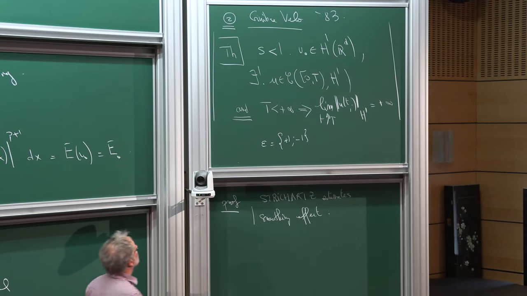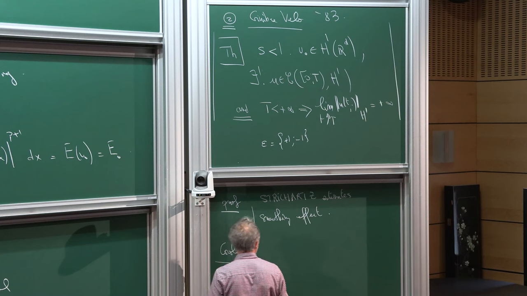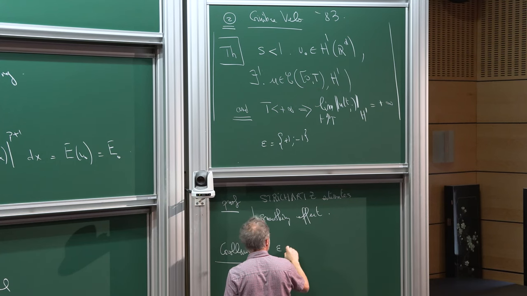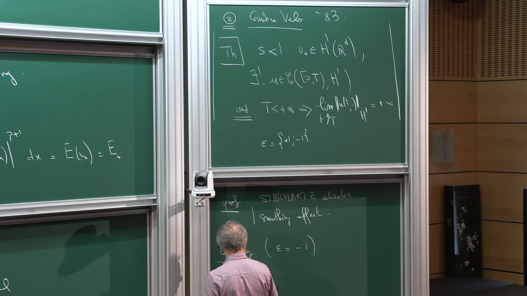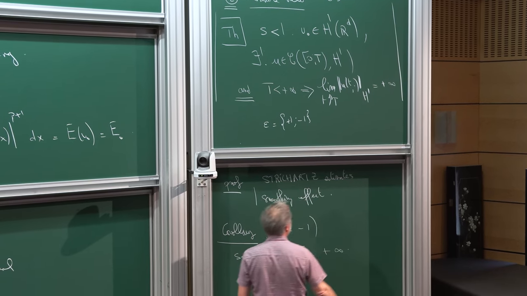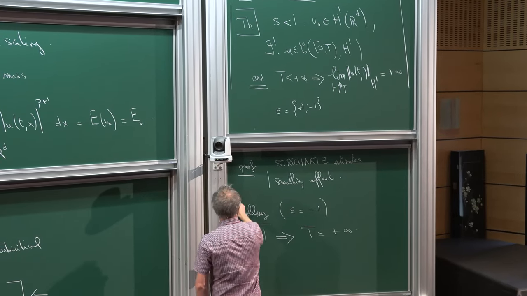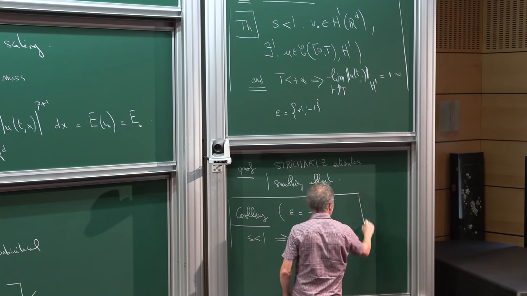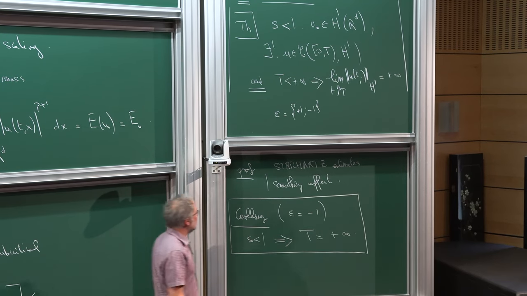Okay, so there are two obvious corollaries of that. Corollary one. So this is the defocusing case. If epsilon is minus one, so if I am energy subcritical, then the lifetime is plus infinity. Okay, and I always consider H1 data. So you have global existence when you are energy subcritical, okay, and the proof is on the board.